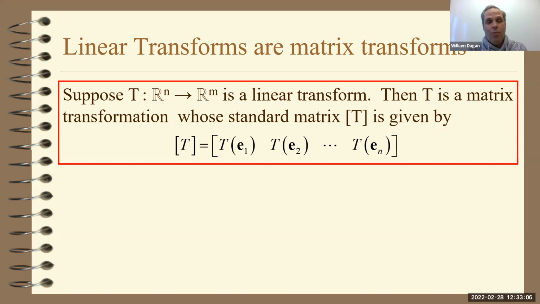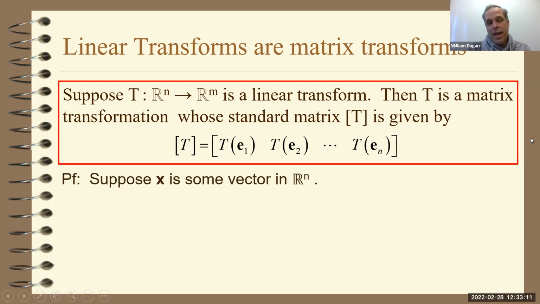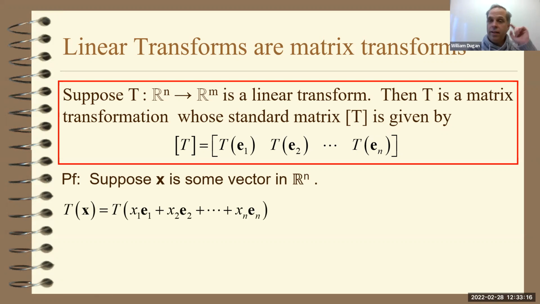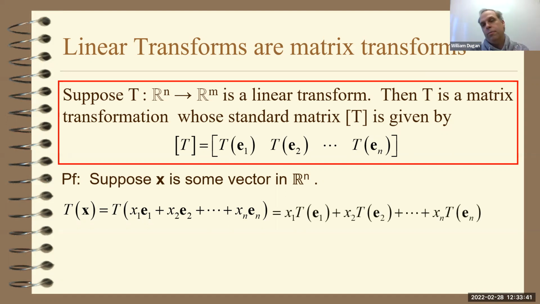So what if you wanted to prove this result? Suppose that X is some vector in Rn. We know, though, that if I take T of X, X can be represented as a linear combination of the standard unit vectors in Rn, because E1, E2 up to En is a basis for every vector in Rn. But then we remember that T is a linear transformation, so it can distribute through all those vector additions and the scalar multiplications to get this.